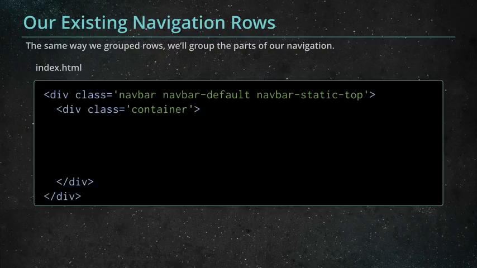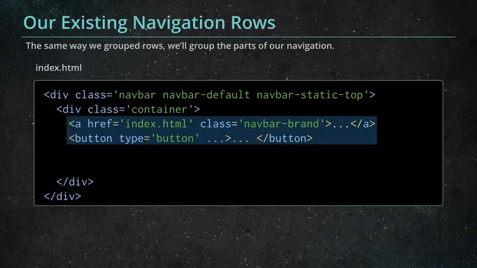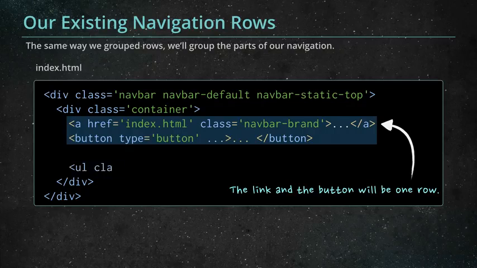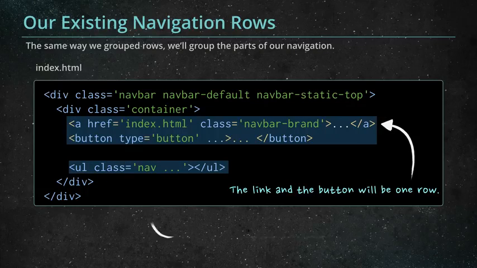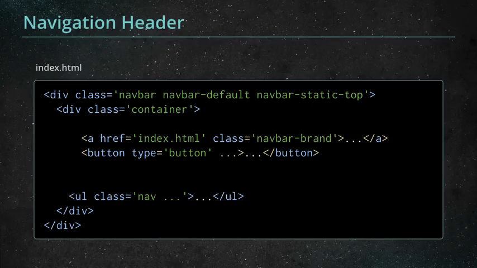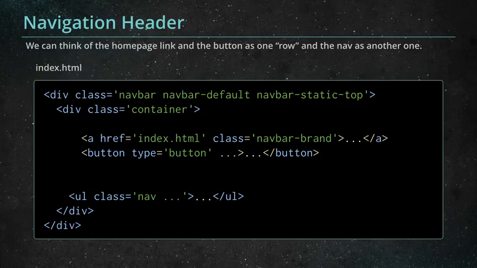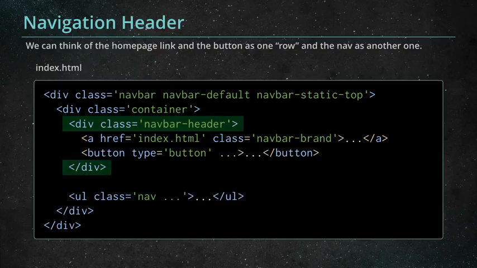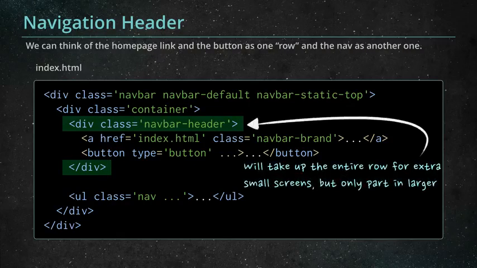Here's our navigation bar so far. When we think about how to organize our elements, what we really need is for our brand and our toggle button to be on one row, while our list of links rests below the brand with one link on each row. Like our grid system, this means we'll need to group these elements by wrapping them in some new elements. Our brand and button can be wrapped in a div with a class of navbar-header. This navbar-header class will cause the header to take up the entire width of the navbar on extra small screens.